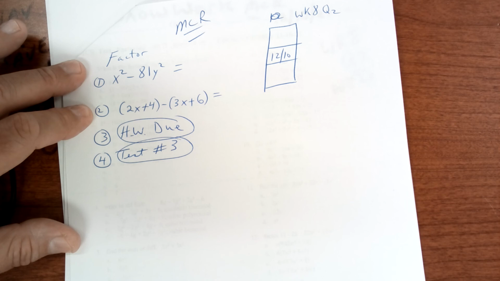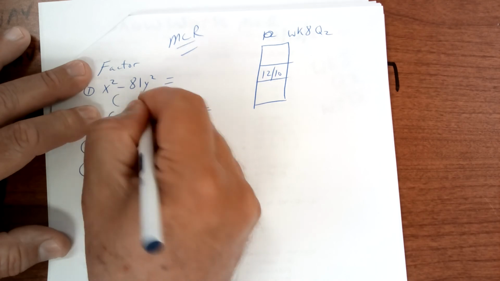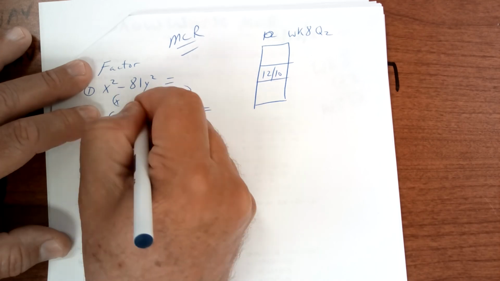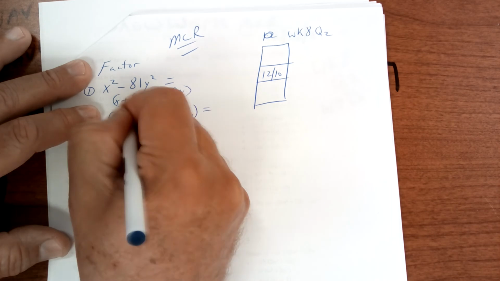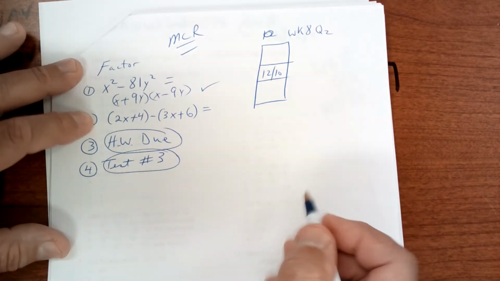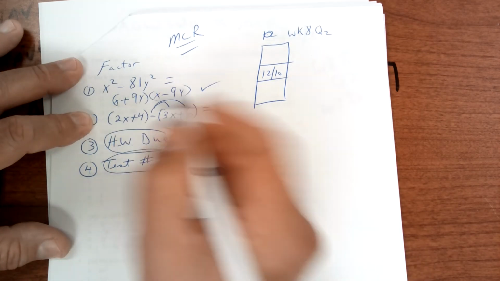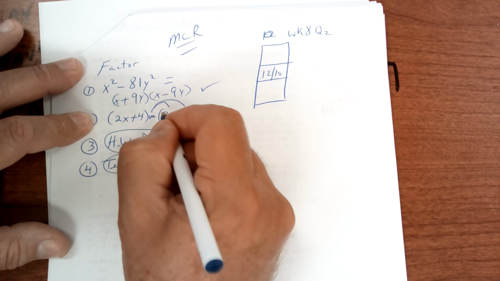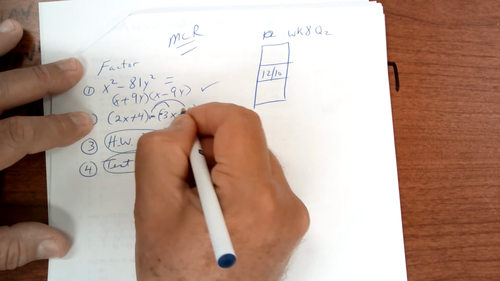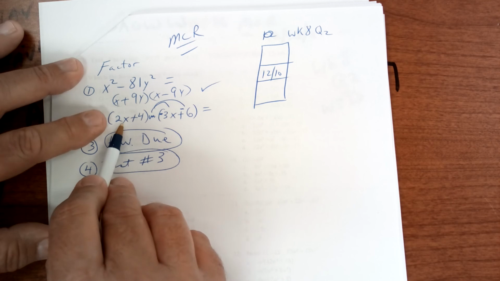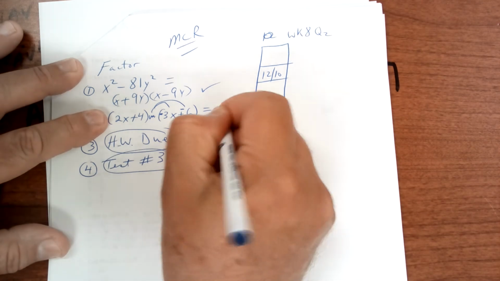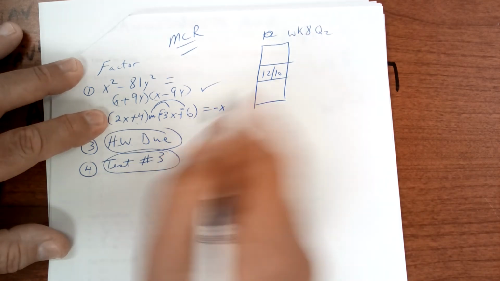On this one right here, this is the difference of 2 squares. Put an x and a y, an x and a y. 9 times 9 is 81, a plus and a minus, and you're done. This one right here, you have to distribute the negative. So this is going to change to a plus. This is going to change to a negative. This is going to change to a negative. So a negative 3 and a positive 2 gives you a negative 1x. And then this one and this one gives you a negative 2, and you're done.